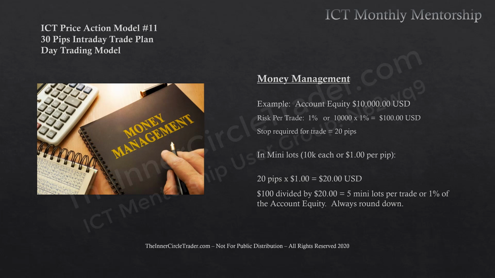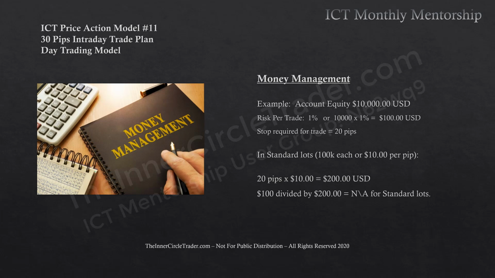In our hypothetical example here, using mini lots, everything remaining the same, 10K leverage, which would represent $1 per pip. 20 pip stop loss required at $1 per pip equates to $20 US. So $100 divided by $20 equals 5 mini lots per trade, or 1% of the account equity. Again, always rounding down. And finally, for standard lots, it's not favorable and does not accommodate for that size leverage.